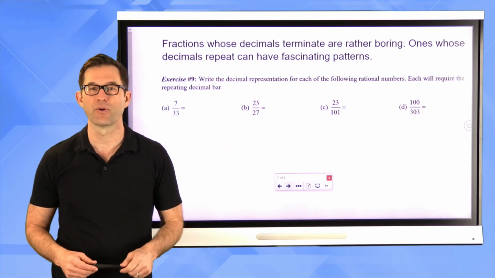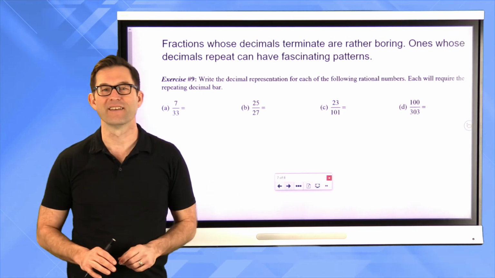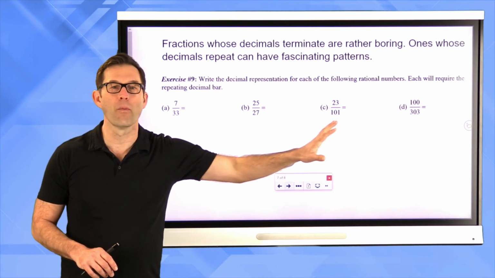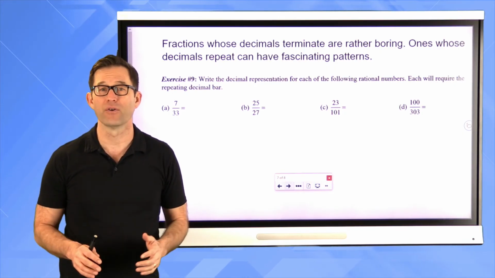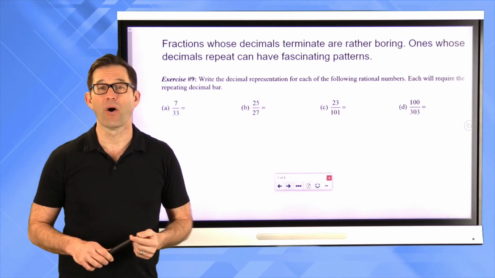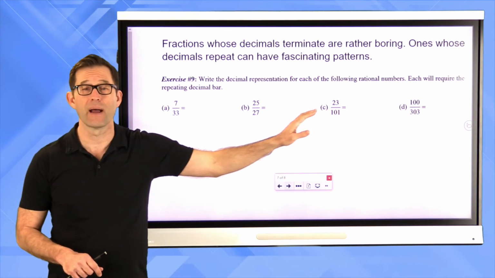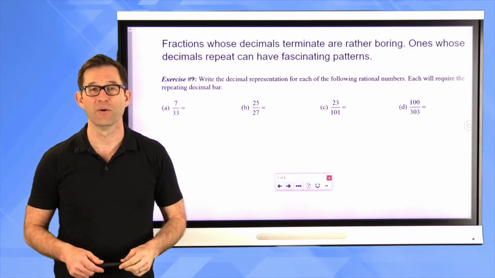Let's take a look at exercise number 9. Write the decimal representation for each of the following rational numbers. Each will require the repeating decimal bar. Okay, so this time, there's no question, every one of these things has the repeating decimal bar in it. But I've kind of arranged these so that they make really cool patterns. Any fraction or any decimal that has a repeating pattern to it can be written as a rational number. So now I'd like you to pause the video. I'd like you to work out what you think are the correct repeating patterns on each one of those fractions, using your calculator, absolutely. Pause the video now and take a moment.